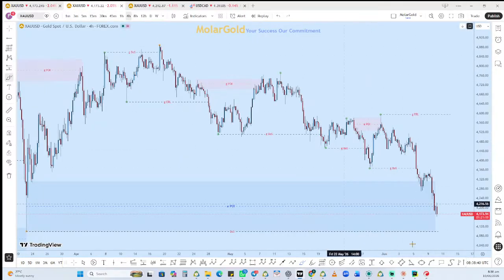But then when you see from SMC, price did not actually mitigate the zone fully or entirely. So I told you guys, keep your eyes open. We can go to the downside. And what happened? Let me show you what happened.